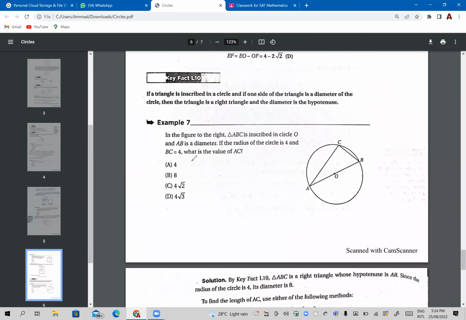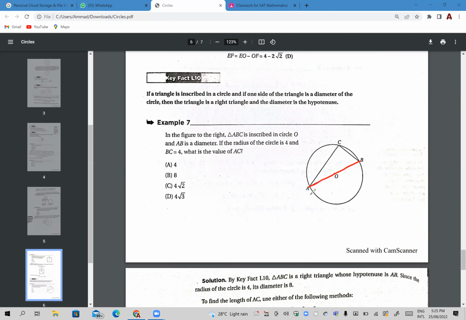If a triangle is inscribed in a circle, and if one side of the triangle is the diameter of the circle, then the triangle is a right triangle and the diameter is the hypotenuse. Acha. इसका मतलब ये हुआ कि if there's a triangle inside a circle and the three vertices touch the boundaries of the circle, this is the diameter of the circle. Okay.